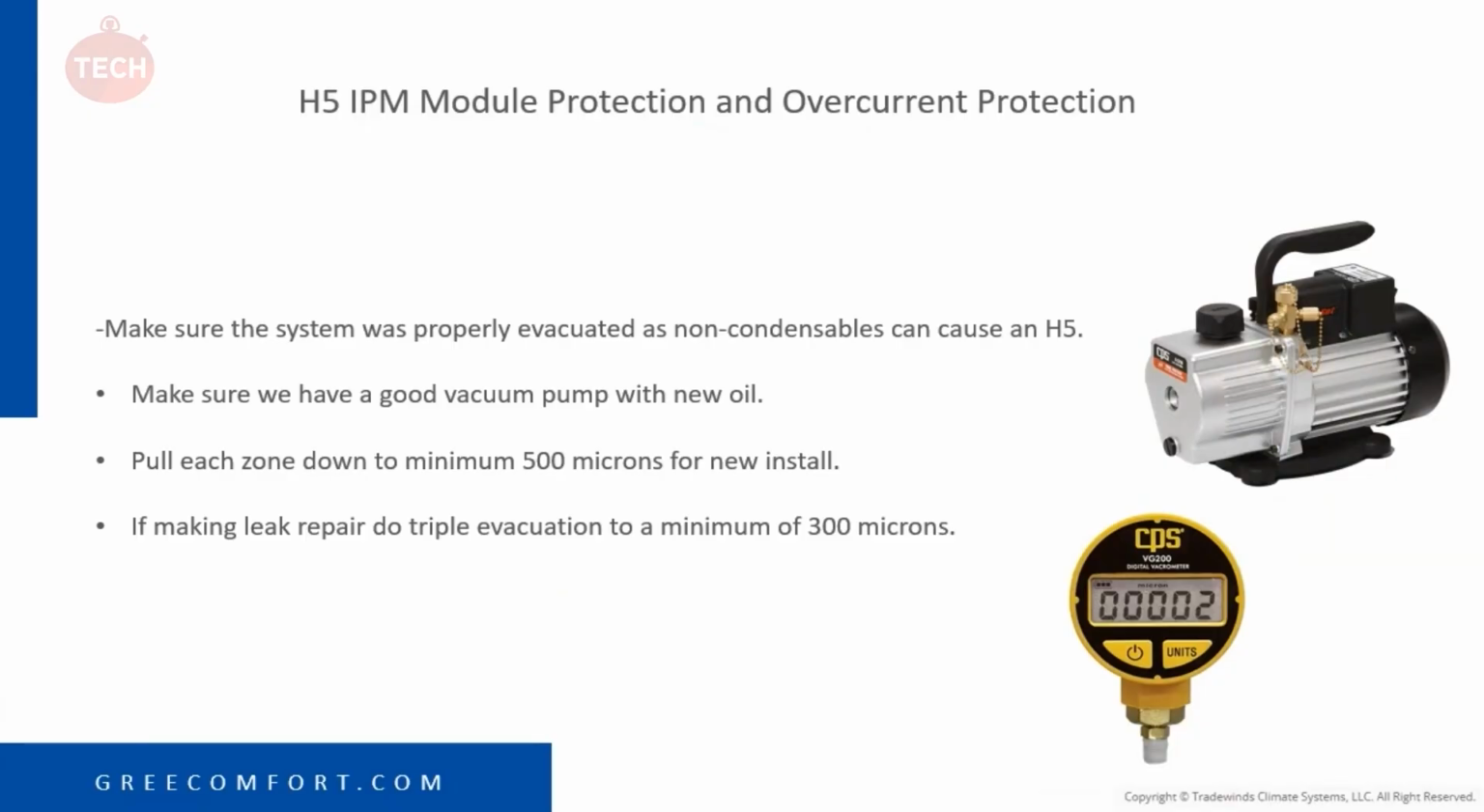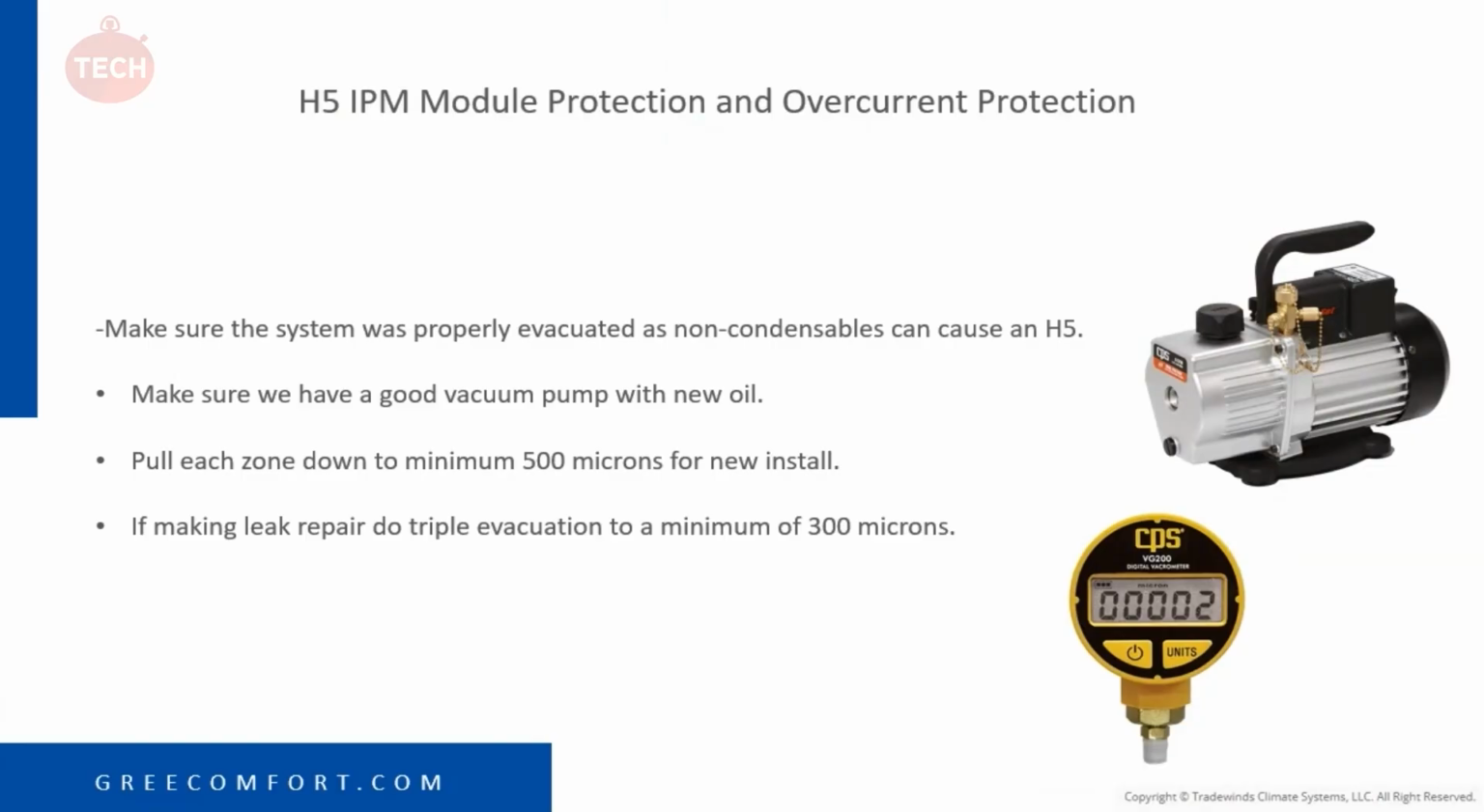Anytime you do use a vacuum pump at a new install, you want to make sure to pull your system down to 500 microns for a new install. If making a leak repair, you want to do a triple evacuation to a minimum of 300 microns. It's always advised for a triple evacuation at 250, but minimum is 300 to do triple evacuation.